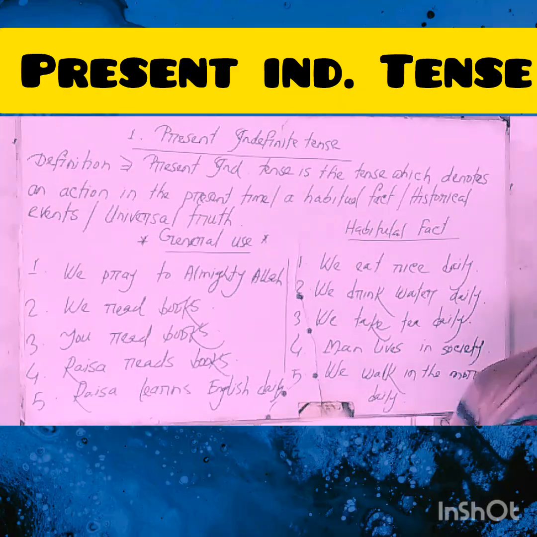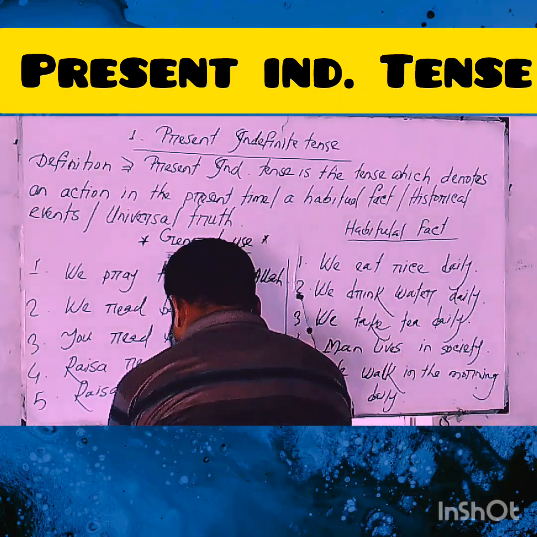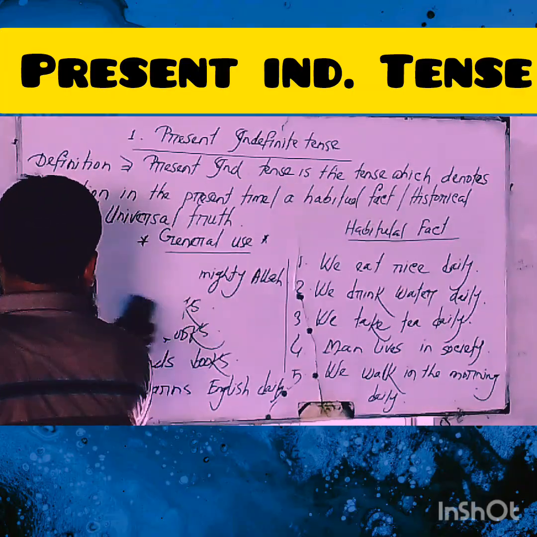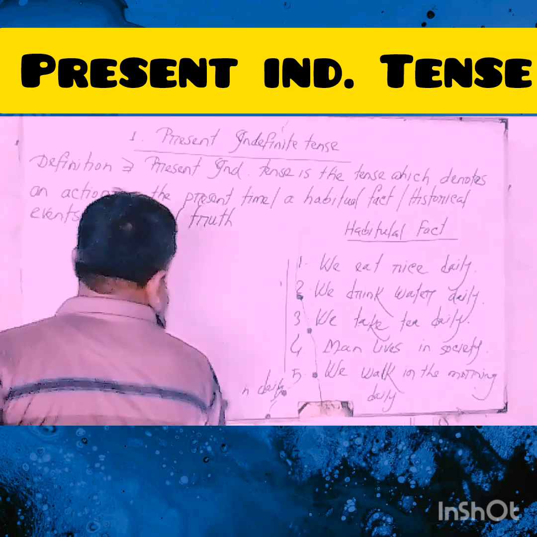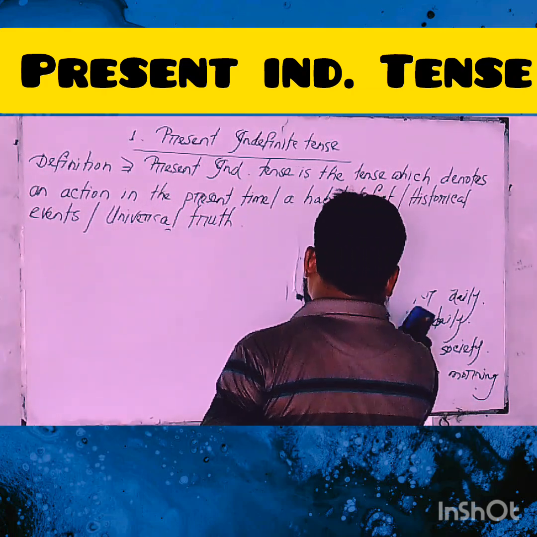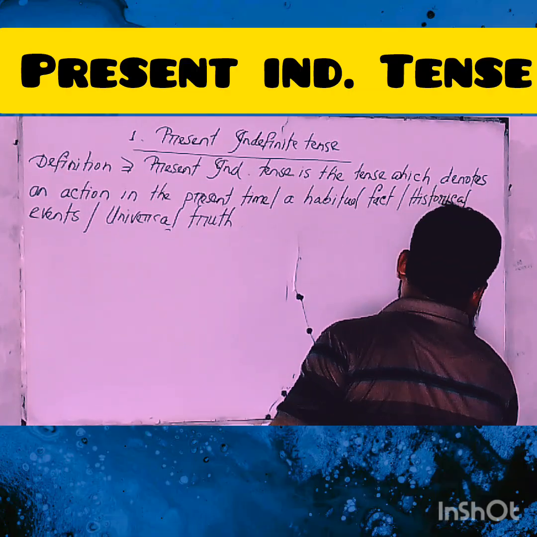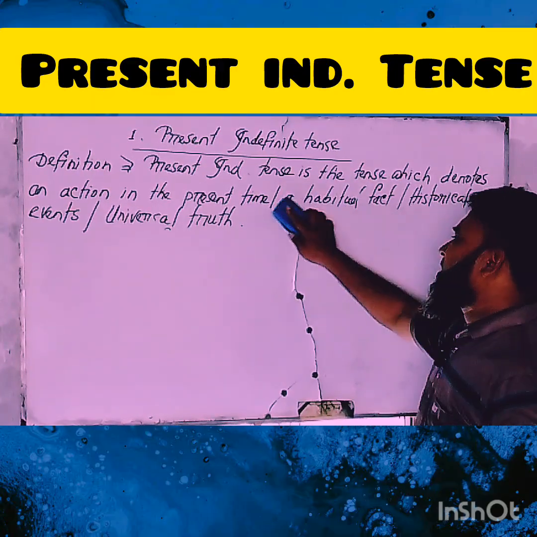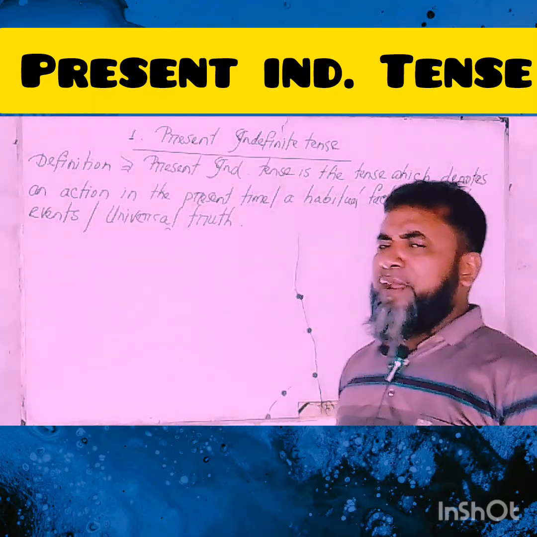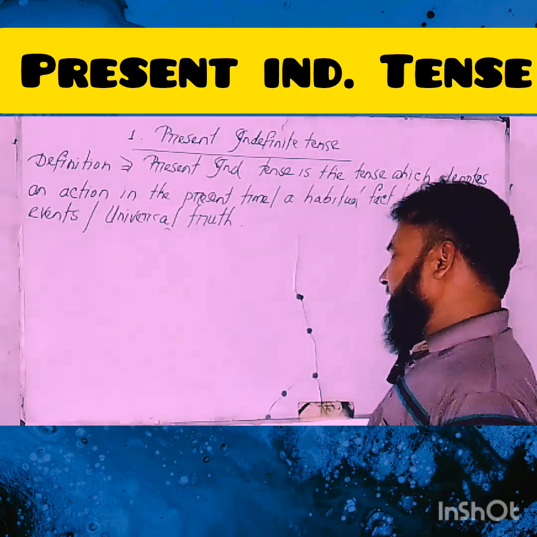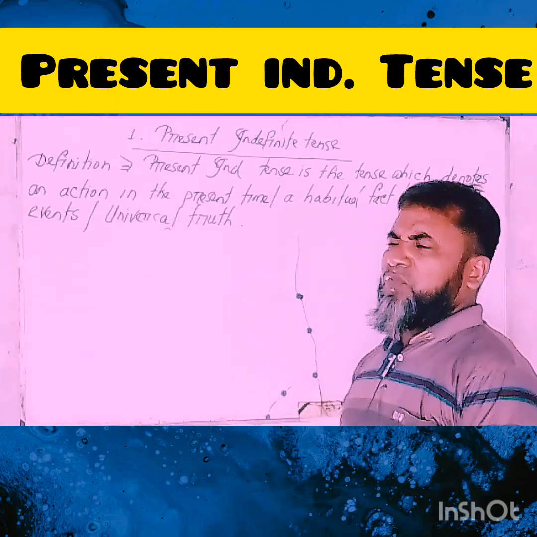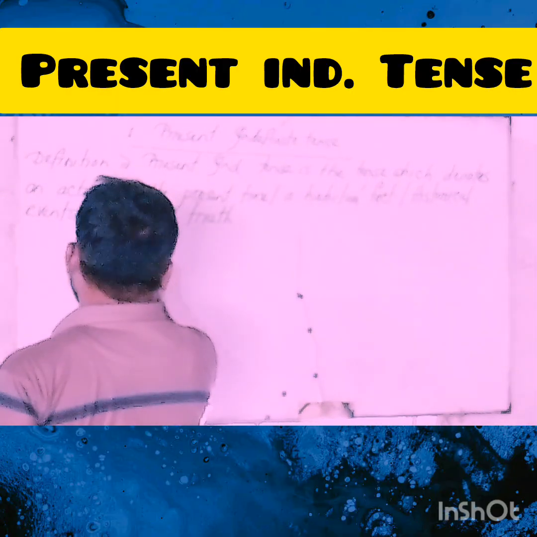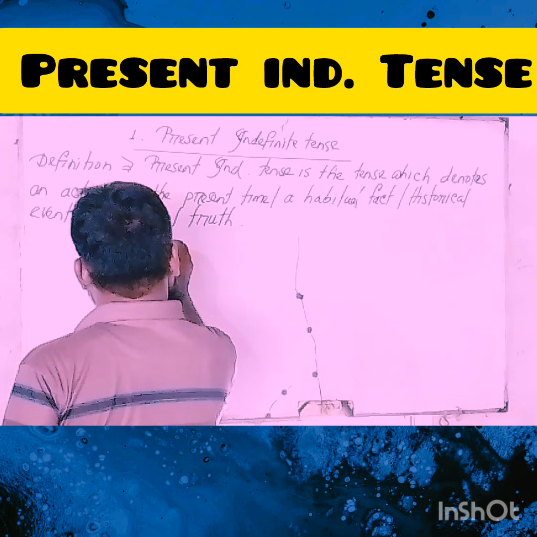Habitual fact. My dear learners, now I'm trying to give you some examples of historical events. Historical events. So, my dear learners, take a look at the board and try to understand. Historical event means what? Of course, you know that. There are some events occurred in the past which are included in history, which is called historical event. But you have to mind that all categories of historical events will have to be written in present indefinite tense. Present indefinite tense.